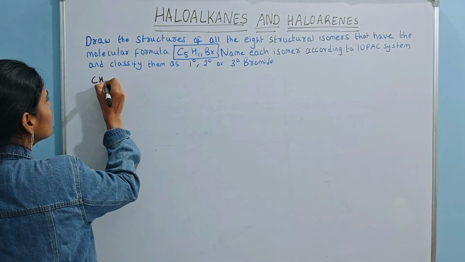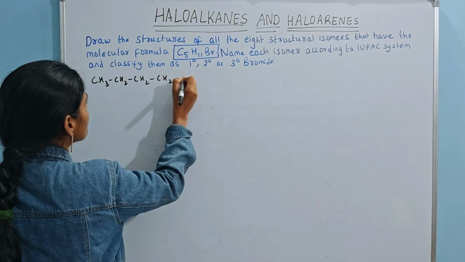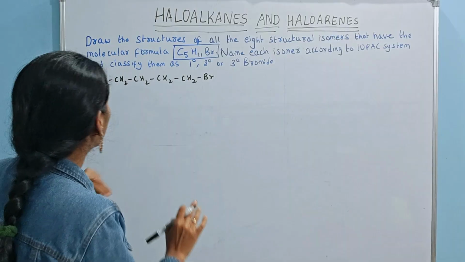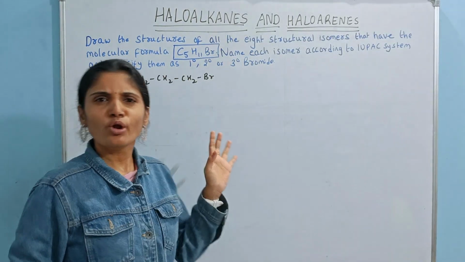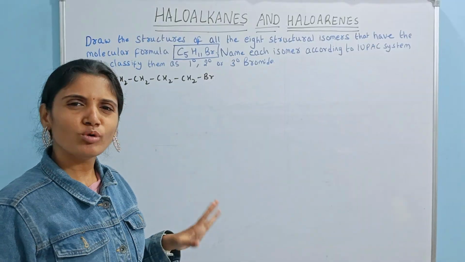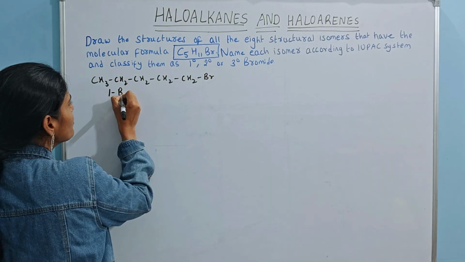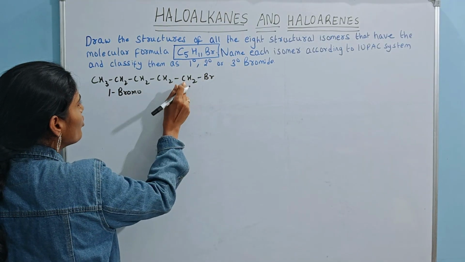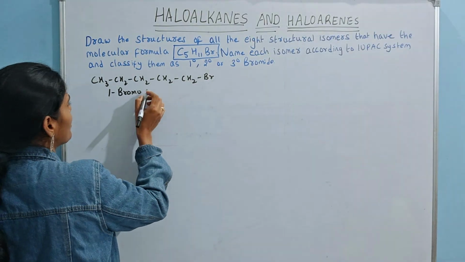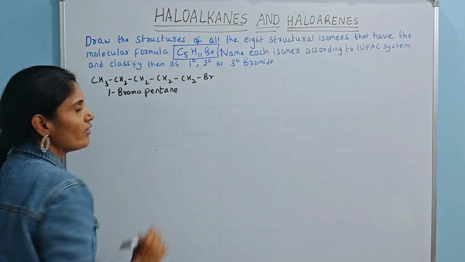First is CH3, CH2, CH2, CH2, CH2Br. Okay, this is my straight chain compound. What will be the name for this? I am not writing 1, 2, 3, 4 again, because we have enough practice of this now. Can I write directly the IUPAC name for this? 1-bromo, this will be my first carbon because the least number will be given to this carbon. 1-bromopentane, because it has 5 carbons.